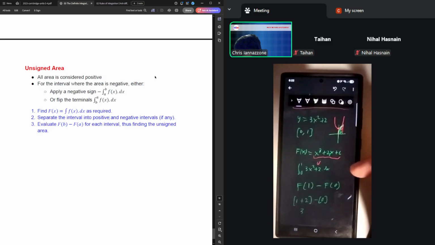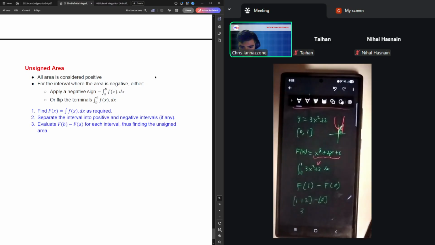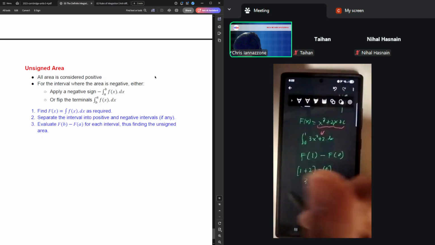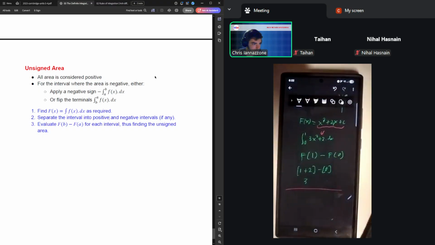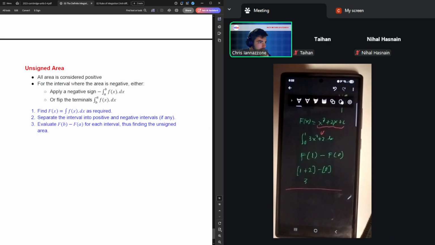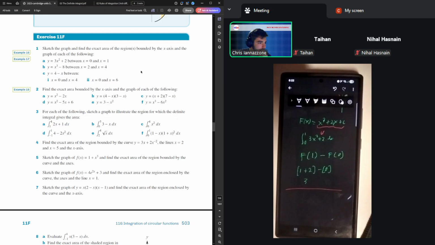That's pretty much it. All you're doing is getting a rough idea what the graph looks like first, splitting it up if you need to, and then doing your definite integrals. Any questions about that? If not, I'll try to find one that needs a split.